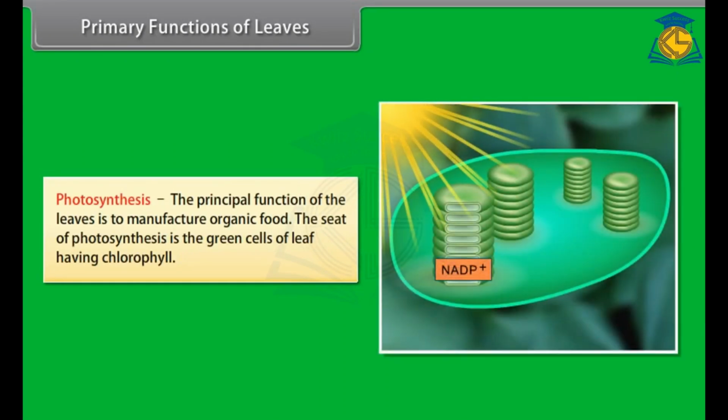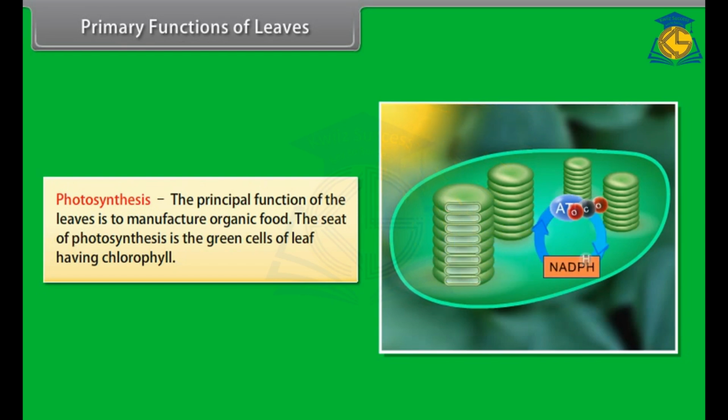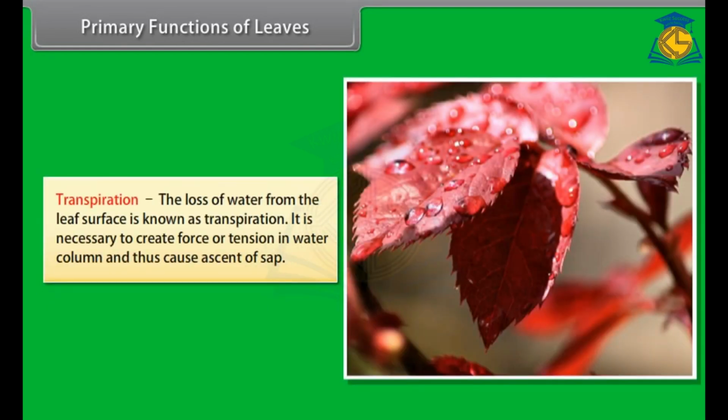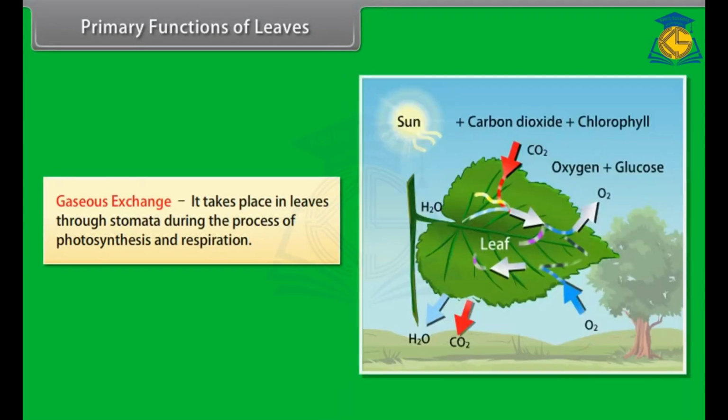Photosynthesis. The principal function of the leaves is to manufacture organic food. The seat of photosynthesis is the green cells of leaf having chlorophyll. Transpiration. The loss of water from the leaf surface is known as transpiration. It is necessary to create force or tension in water column and thus cause ascent of sap. Gaseous exchange. It takes place in leaves through stomata during the process of photosynthesis and respiration.